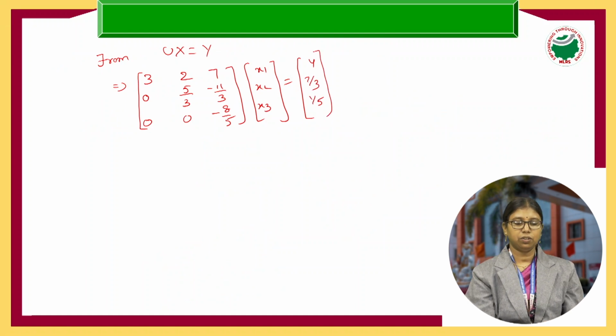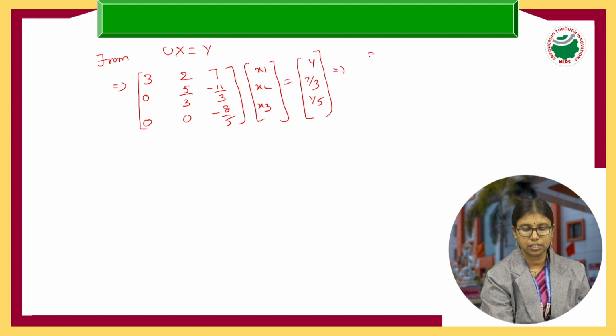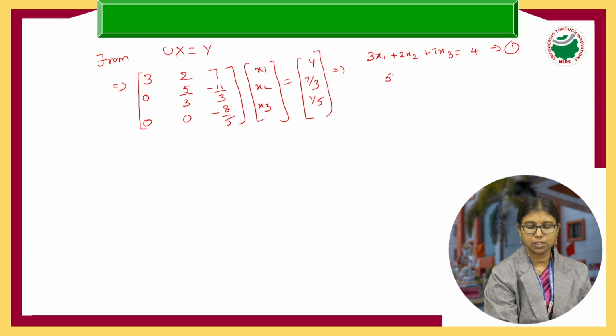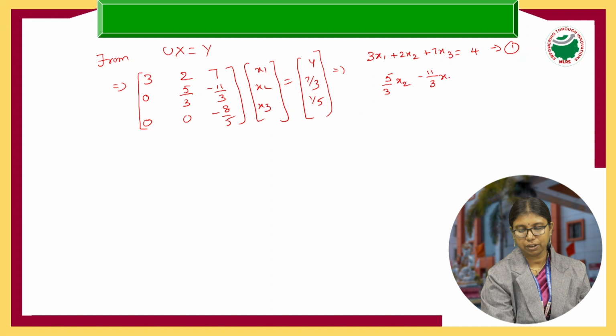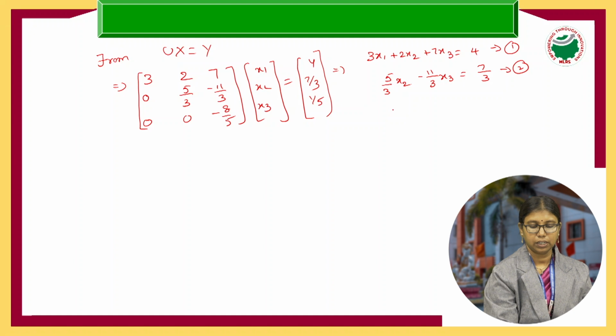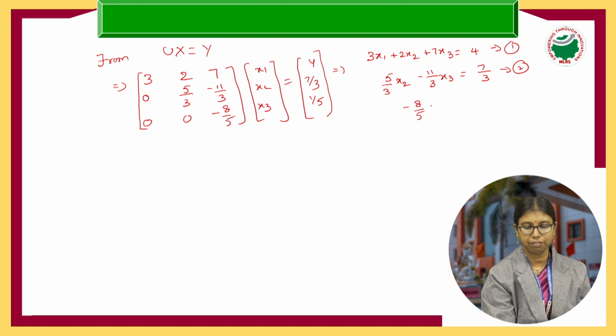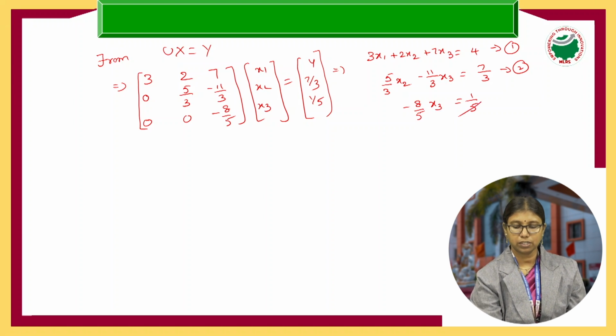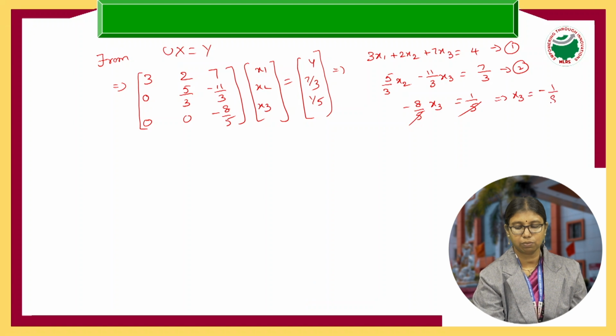Now again if you are taking equations, the first equation is 3x1 plus 2x2 plus 7x3 equal to 4. Let it be equation 1. Next one, 0 into x1 is 0, 5 by 3 x2 minus 11 by 3 x3 equal to 7 by 3. This is equation 2. And next one, minus 8 by 5 x3 equal to 1 by 5. So here on both sides we can cancel 5. Then x3 equal to minus 1 by 8.